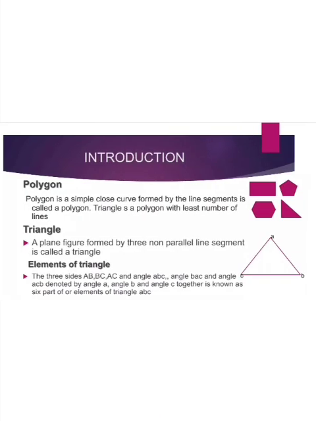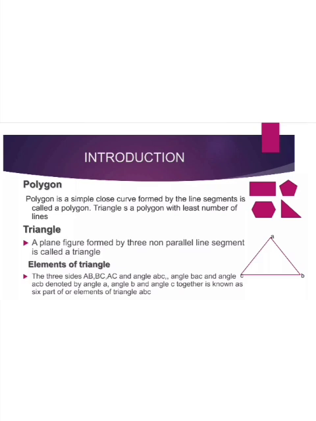Introduction. Polygon. A simple closed curve formed by line segments is called a polygon. A triangle is a polygon with the least number of lines. A plane figure formed by three non-parallel line segments is called a triangle.